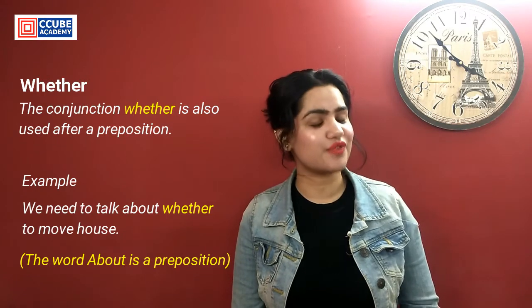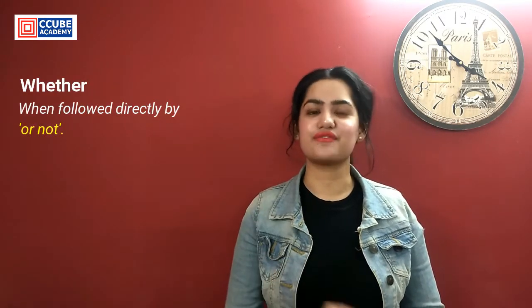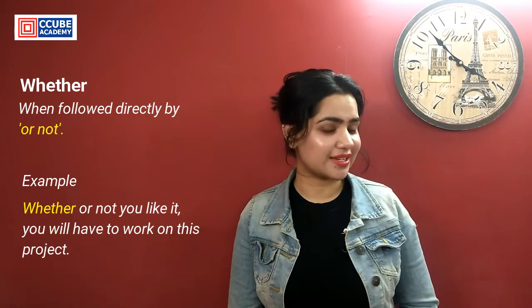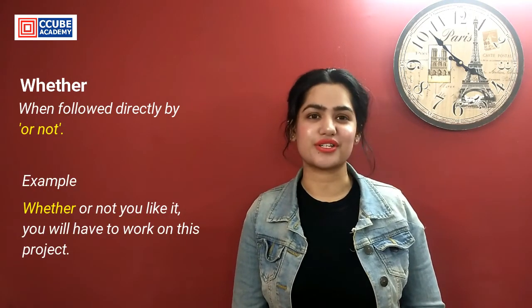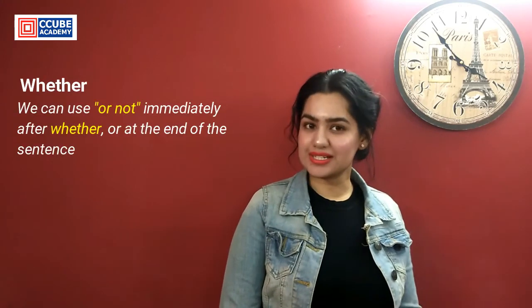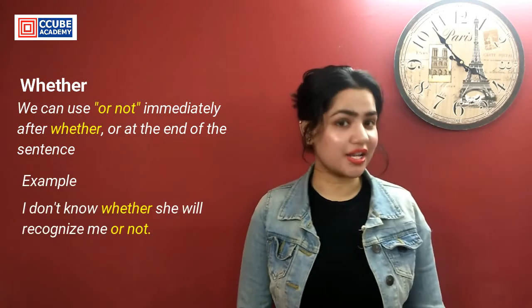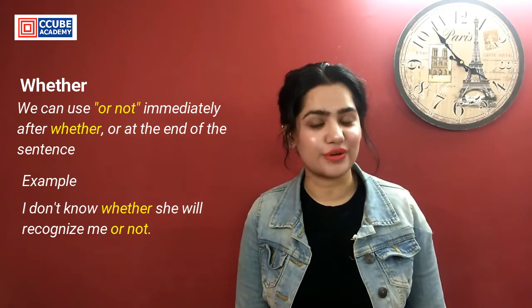Also, the conjunction whether is used when followed directly by or not. For example, whether or not you like it, you will have to work on this project. Lastly, we can use or not immediately after whether or at the end of the sentence. For example, I don't know whether she will recognize me or not.